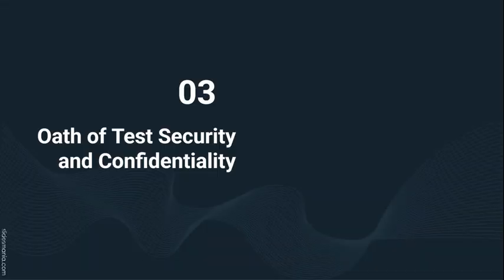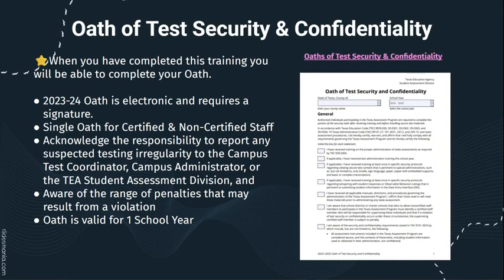Oath of Test Security and Confidentiality. When you complete this training, each person participating in the state assessment program must complete an Oath of Test Security and Confidentiality. The 25-26 school year oath will be done on paper, as it requires a signature. It is a single oath for both certified and non-certified staff. When signing this oath, you will acknowledge the responsibilities to report suspected testing irregularities to the campus testing coordinator, campus administrators, or the TEA assessment divisions, and that you are aware of the range of penalties that may result from a violation. This oath is valid for one school year.